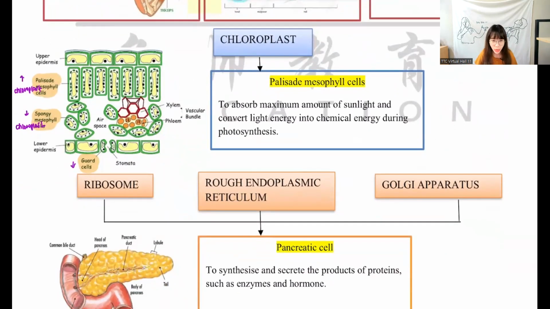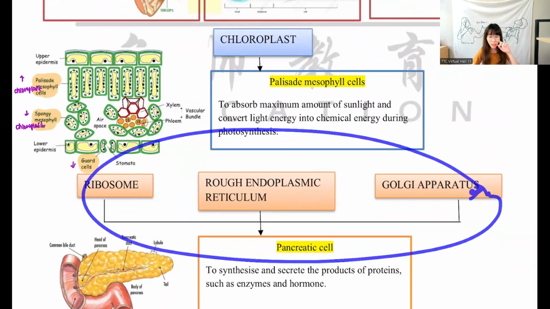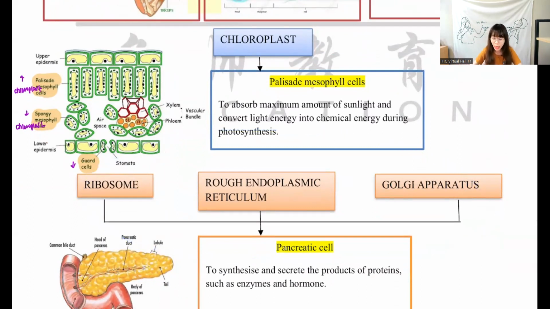Okay, now, next we have ribosome, rough ER, and Golgi apparatus. We have mentioned these 3 things, and we have a similarity, right? What is the similarity between ribosome, rough ER, and Golgi apparatus? Correct, the similarity is protein. Very good, they are related to protein.